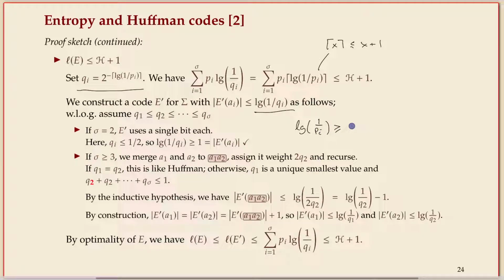That's at least 1 for one of them. Well, the code we use is a single bit. So clearly the cost of the code is just 1. That part's clear.